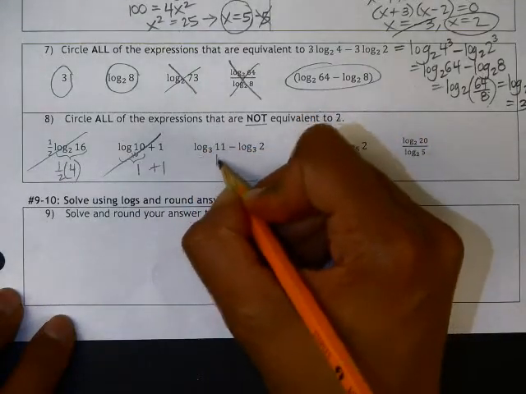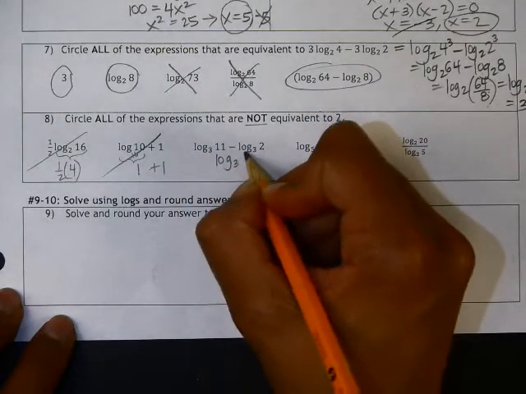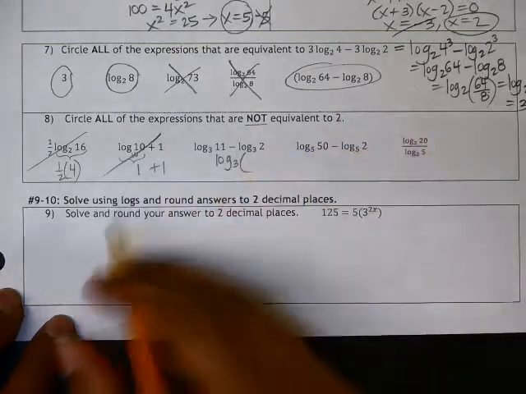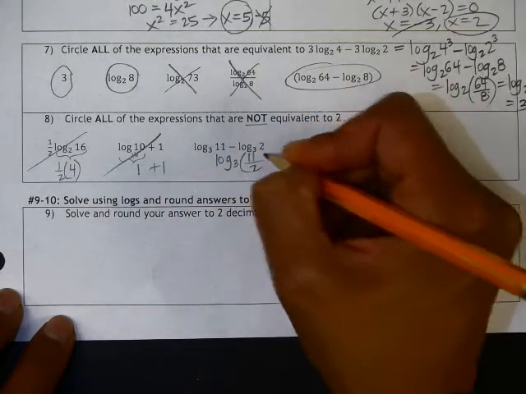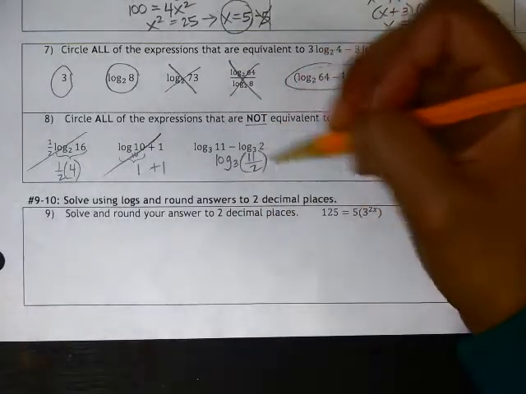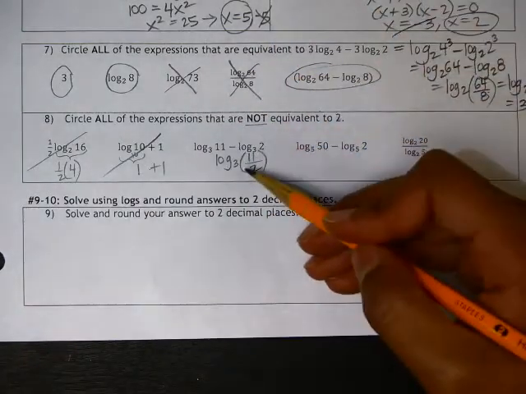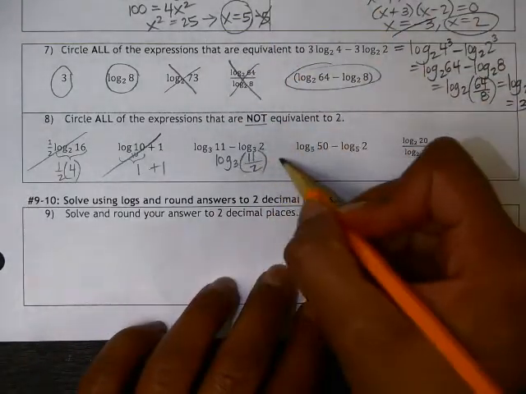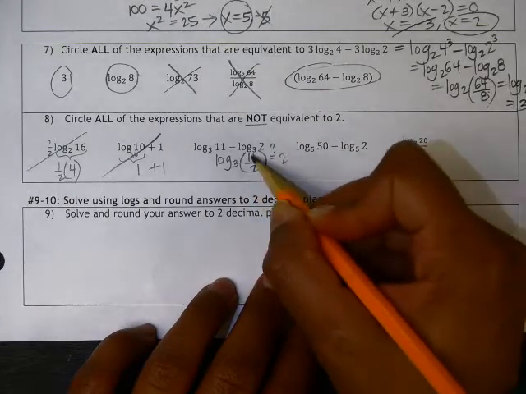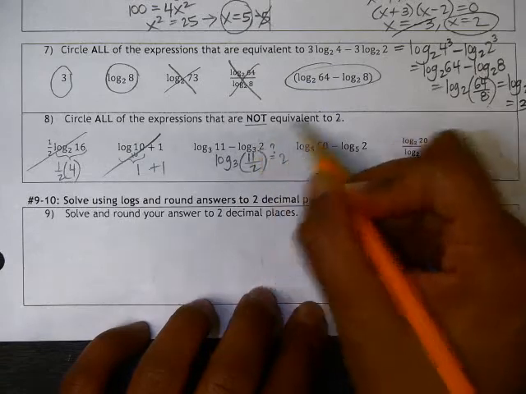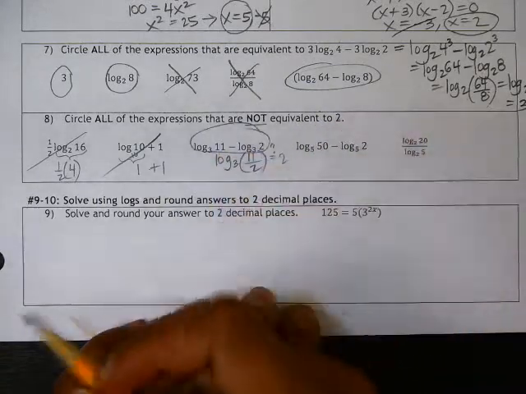Here, if we condense this, we get log base 3. 11 minus 2 is not the correct way to write it. It's 11 divided by 2 because of the quotient property. If this was equal to 2, if we were to check whether that works, 3 squared is not 11 halves, so this is not equal to 2. So I'm going to go ahead and circle that expression.